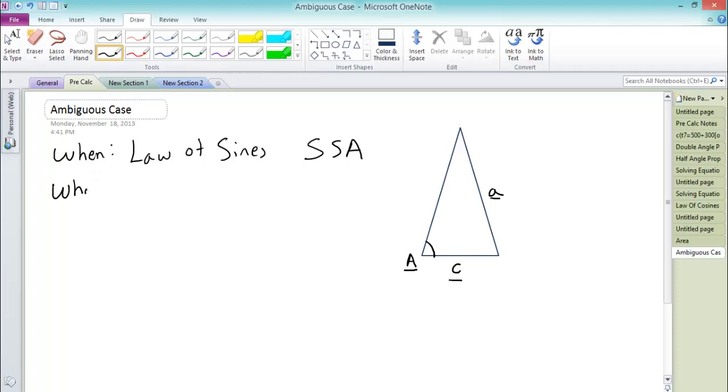We have three possibilities. The first possibility is no triangle is created. Given our information, there's no triangle that can be formed, and we'll see an example of that in a minute. The second, only one unique triangle is created, so only one triangle.